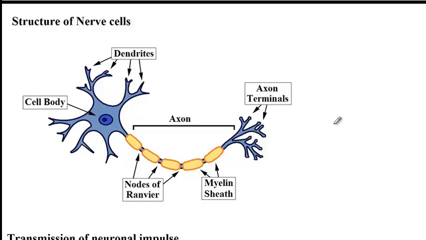So the first structure of neurons is the dendrites, which is basically branch-like extension that comes off from the cell membrane, and their function is to receive impulses from other neurons or other sensory receptors in the cell body. So dendrites will receive signals.